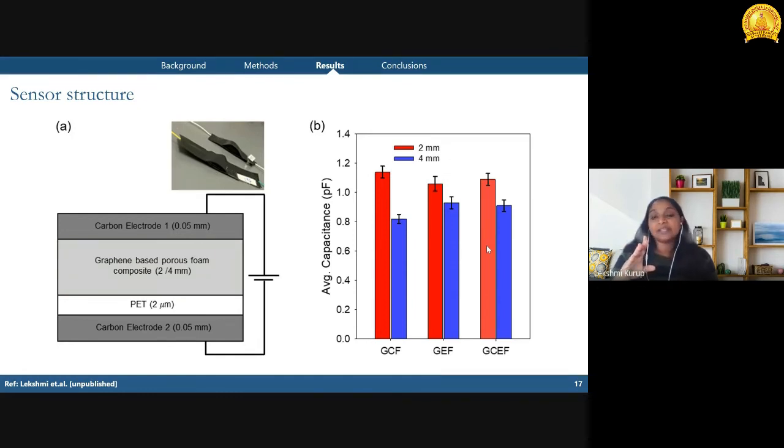I'll just give a general idea. Here, we have considered two types of forms, that is 2 mm ones and 4 mm ones. So it's clear from the graph that 2 mm ones are having a higher initial capacitance when compared to the 4 mm ones. Yes, it satisfies the simple parallel plate capacitance equation, which is given by C equal to epsilon A by D. That is, for 2 mm ones, D is 2 mm, and for 4 mm ones, D is 4 mm. So as D decreases, C increases. So it's clear that the 2 mm ones have a higher capacitance when compared to the 4 mm ones, right? From the figure, for 2 mm ones the graphene coated ones have a higher capacitance, whereas for the 4 mm ones, the graphene embedded ones have a higher capacitance.